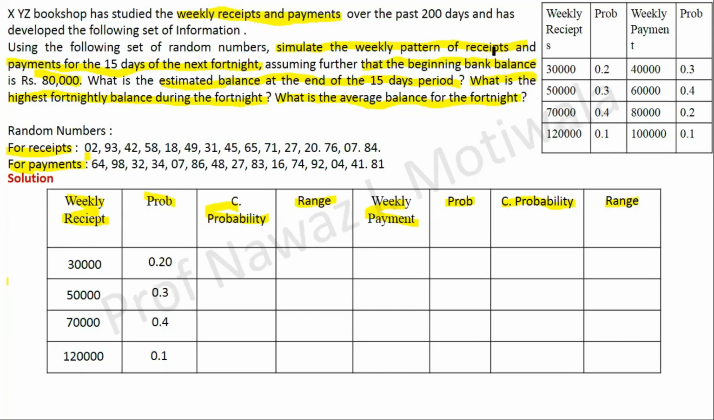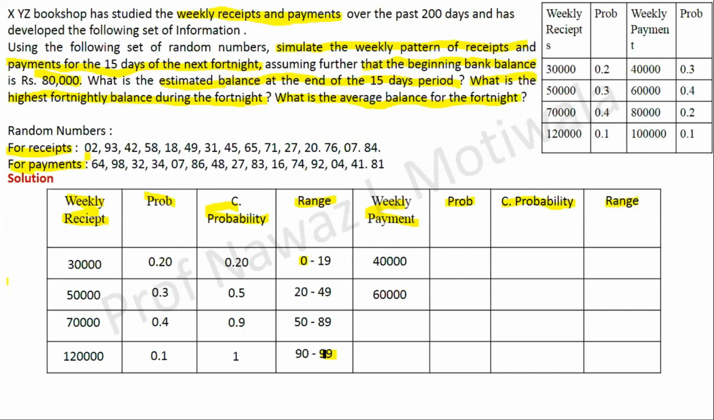Sir, cumulative probability for weekly receipt. Sir, 0.2. Okay. 0.5, yes. 0.9, 1. Go for range. Sir, 0 to 19. Yes. Sir, 20 to 49. Good. Next. 50 to 89. Sir, 90 to 99. Perfect. So again you can see here we started from 0 and ended at the last two-digit number, that is 99. So can you start for weekly payment also?